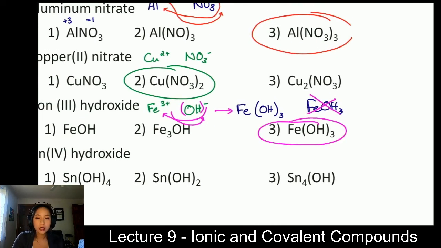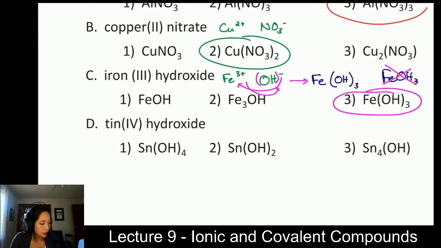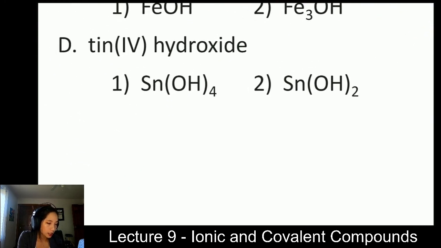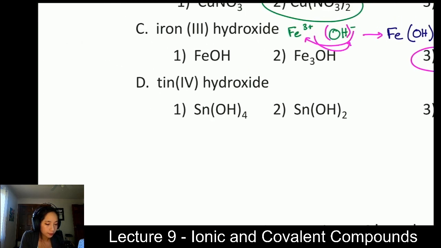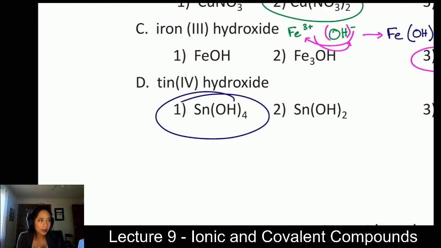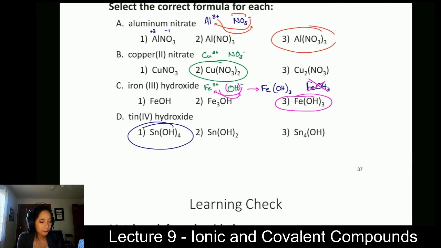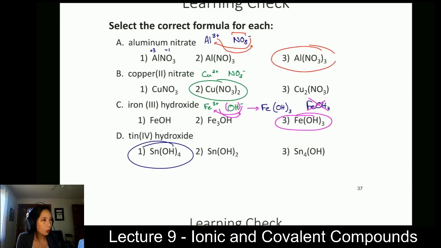Keep using different colors. All right, last one, tin 4 hydroxide. So I will just give you the answer here. Hopefully you can get that yourself. We just use the same steps as the previous ones. All right, and I think one more learning check.